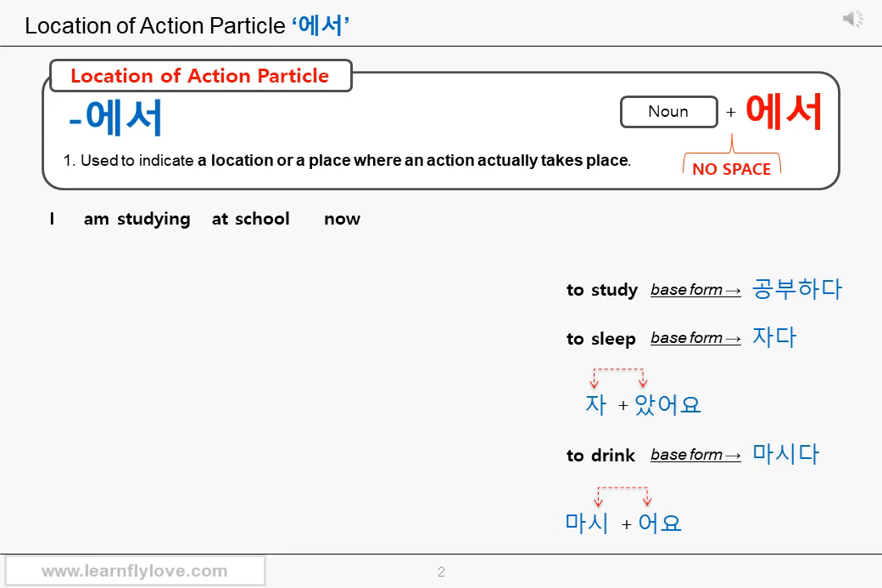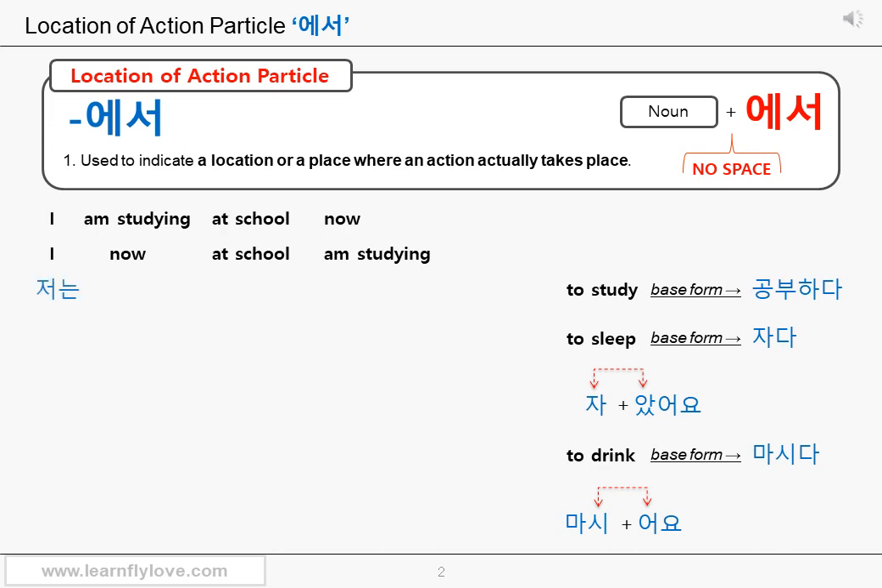I am studying at school now. In Korean, it is going to be more like I, now, at school, am studying. Let's position the time-related noun now, which can also be an adverb, right after the subject. And let's use the actual present continuous tense form by adding 고 있어요 to the stem of the verb study.